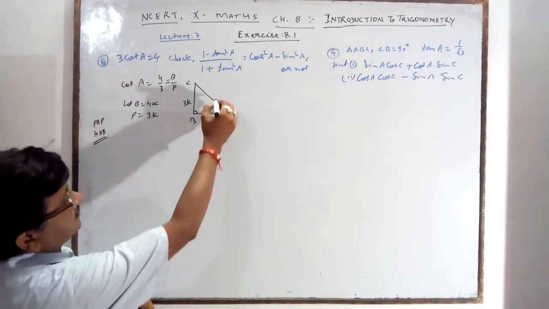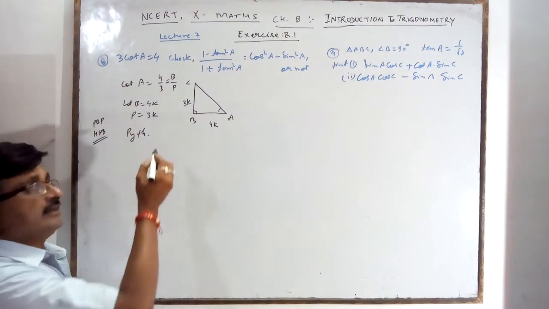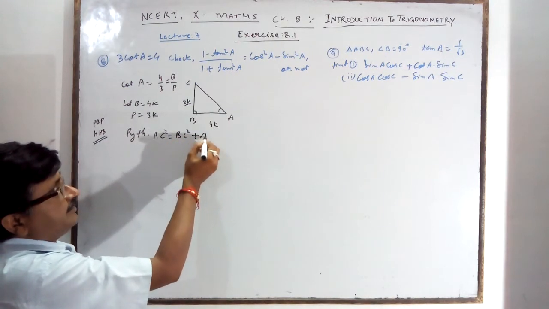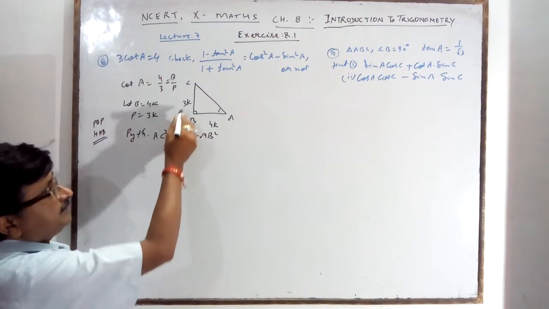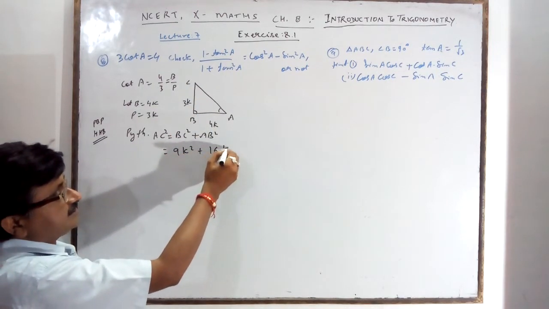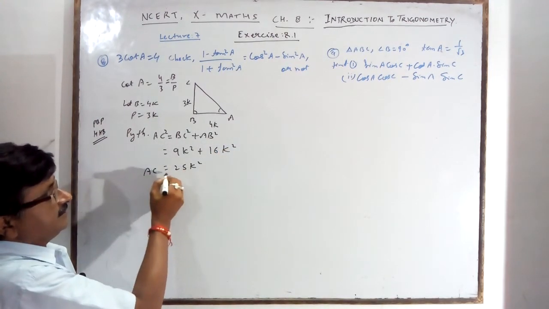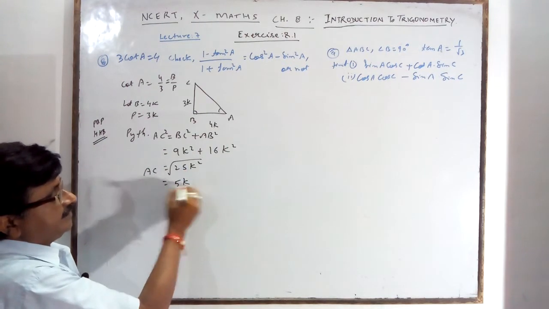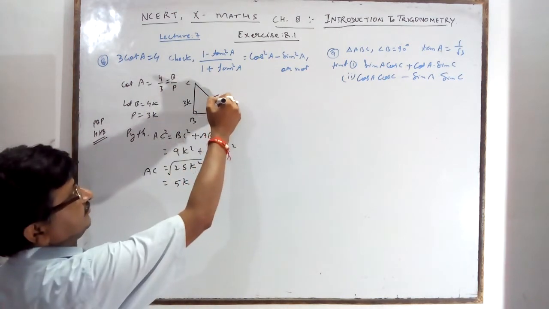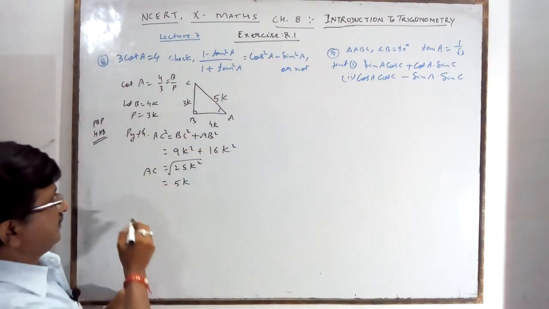Find out the hypotenuse. Apply Pythagoras. What will you write? AC square is equal to BC square plus AB square. Put the values. BC is 3, 3 3s are 9k square, 4 4s are 16k square, that is 25k square. Then what is AC? AC will be 5k. Simply you take the square root. You are getting 5k. Now there are two parts, left hand side and right hand side. You will take both the parts.